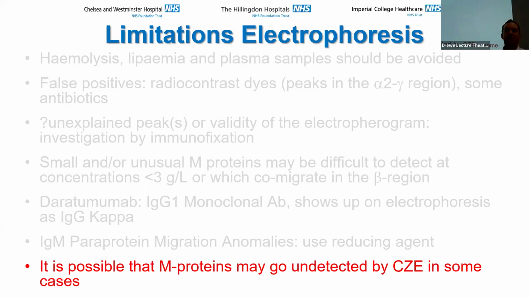The key thing here is it's possible that any paraprotein may go undetected by electrophoresis in some cases. So if there is any potential doubt, it's always best to send a repeat sample after you've had those results come back. And you can always phone up and request the immunofixation to be added on.